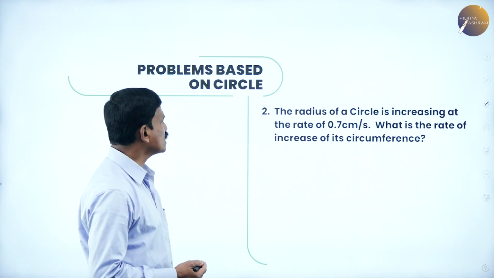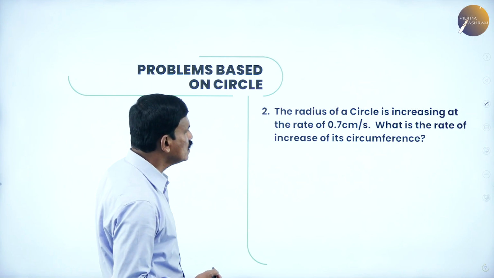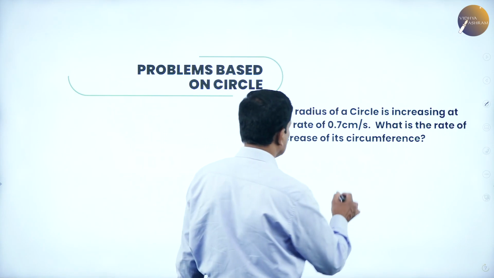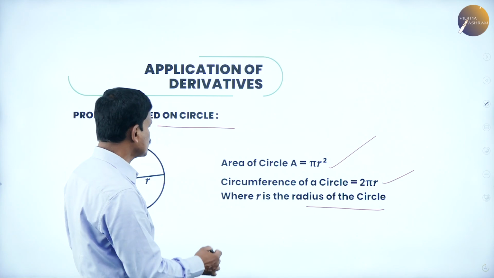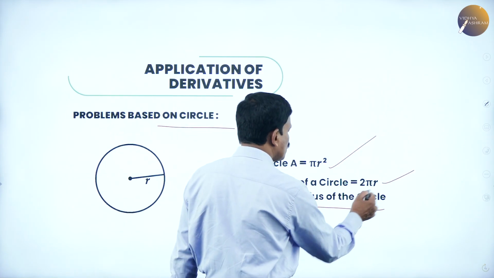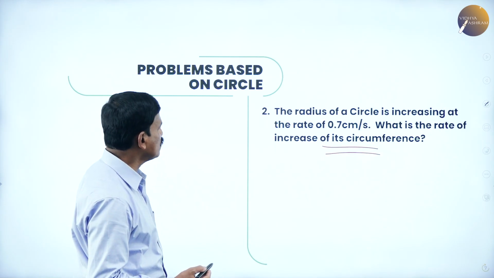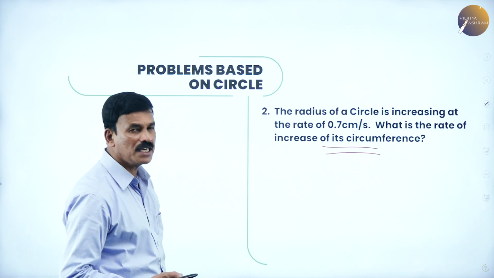The radius of a circle is increasing at the rate of 0.7 centimeters per second. What is the rate of increase of the circumference of the circle? So here, circumference of the circle. What is the formula for the circumference of the circle? In the beginning itself, I have given the formula: circumference of the circle is 2 pi r. Using this, we can get the answer. That's it. Very simple.